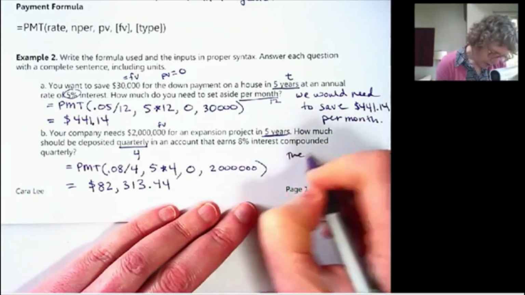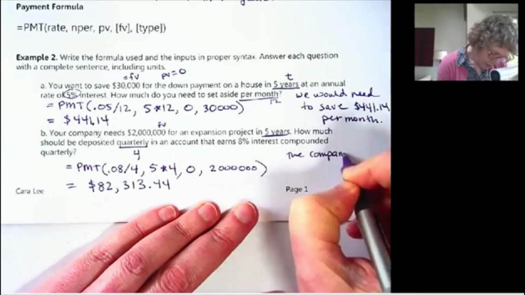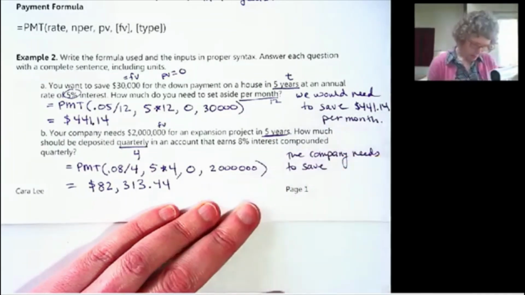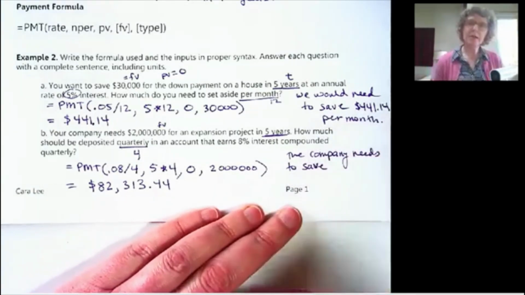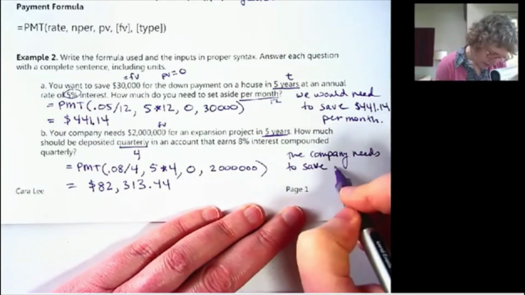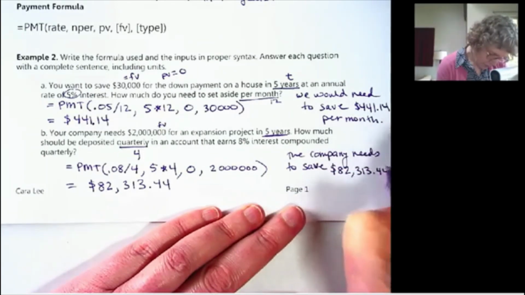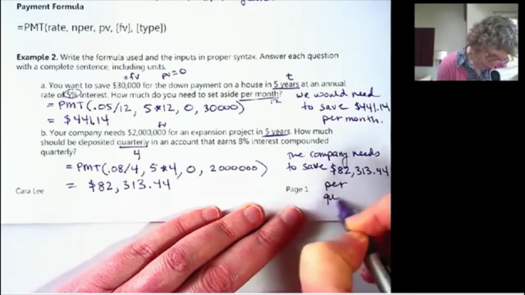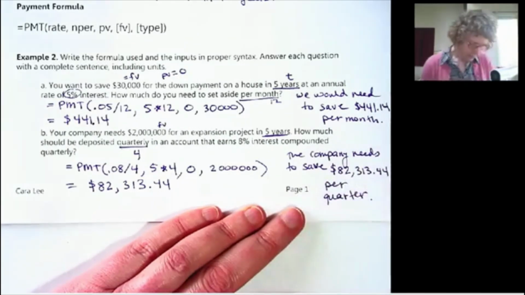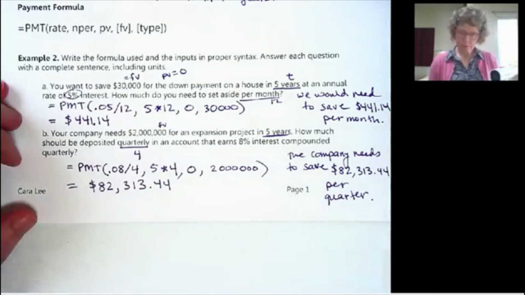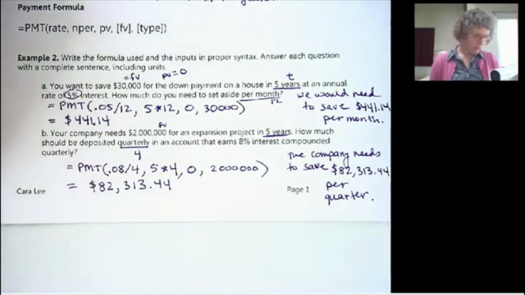Okay, the company needs to save, so instead of taking profit, they would need to put that money in an account. They would need to save $82,313.44 per quarter. Okay, so that's an example of using the payment formula, and then we also use the future value formula but putting monthly payments into it.